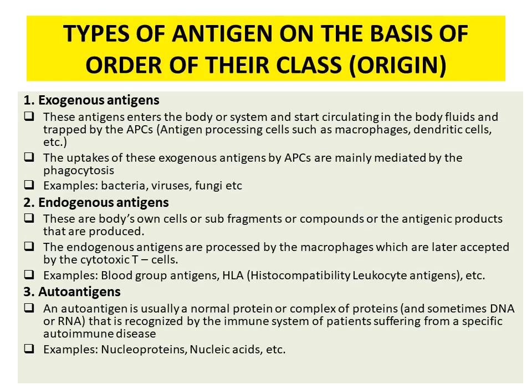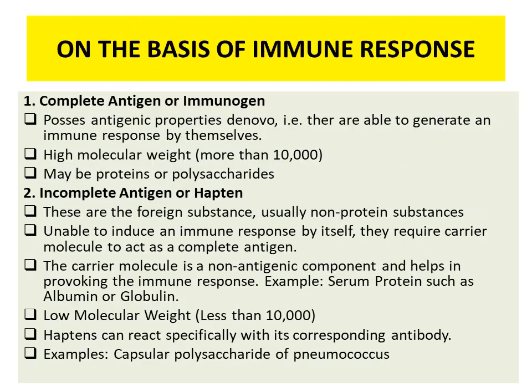Then autoantigens. Autoantigens are usually a normal protein or complex of proteins, sometimes DNA or RNA, that is recognized by the immune system of patients suffering from specific autoimmune diseases. So autoantigens are a person's own proteins which become antigenic. On the basis of immune response, we have two types of antigen. One is complete antigens or immunogens. Second is incomplete antigens or haptens.